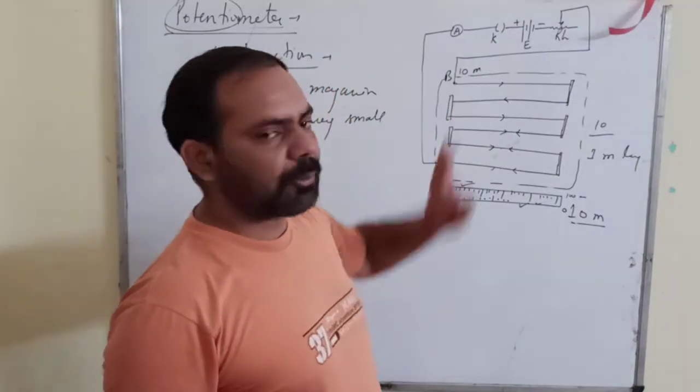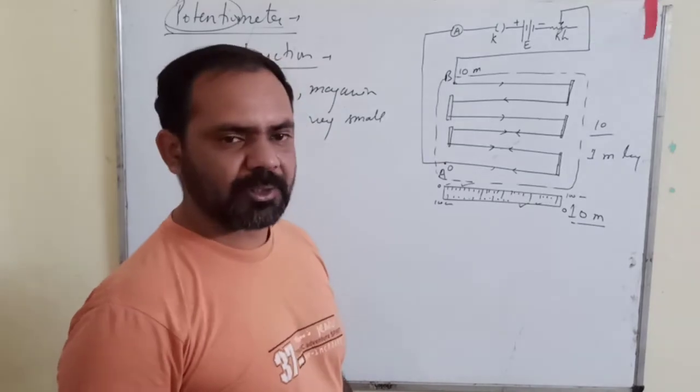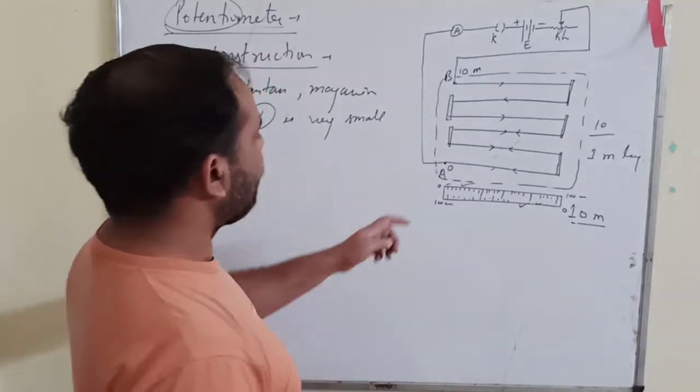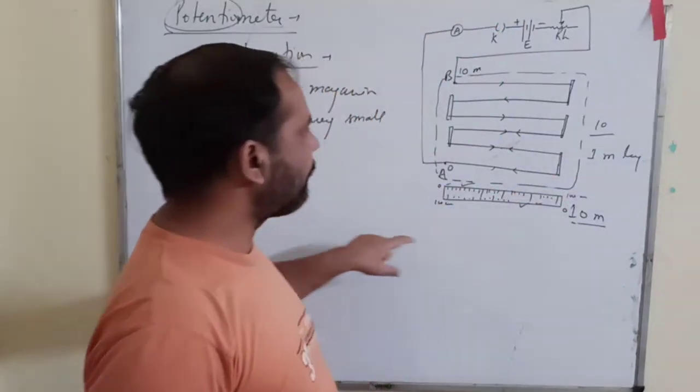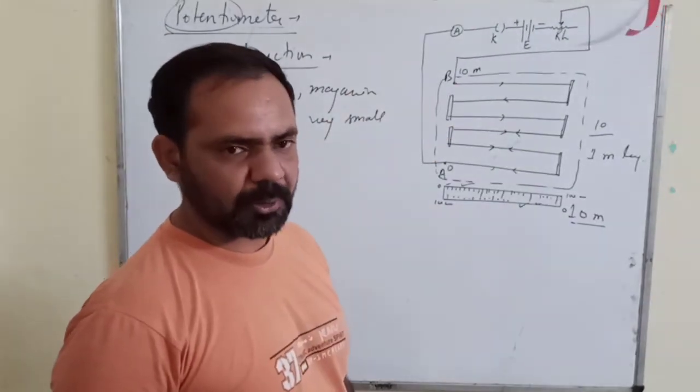Which end is connected to the positive terminal of the battery? That end will be considered as the 0 end. Okay. So this is the circuit of the potentiometer. This is the construction of the potentiometer part.